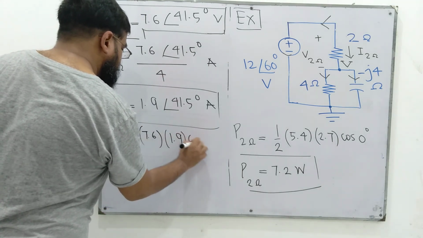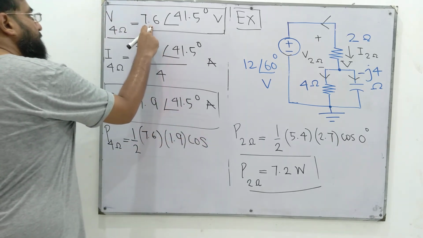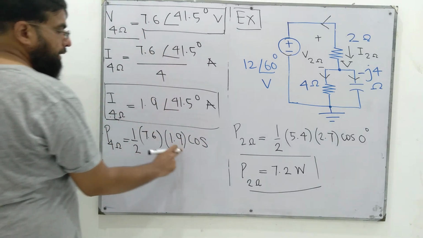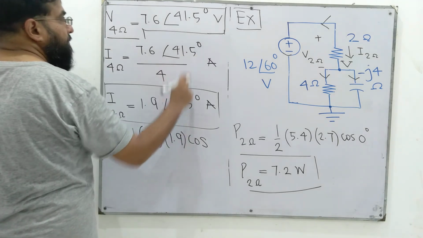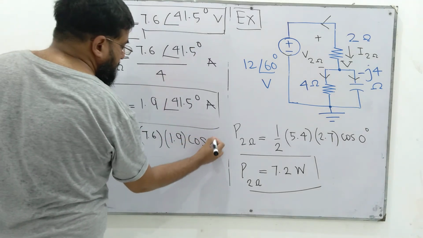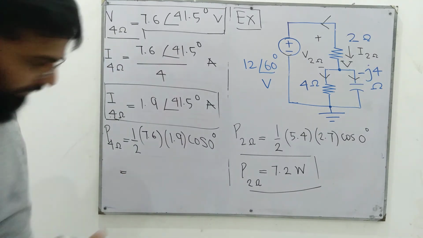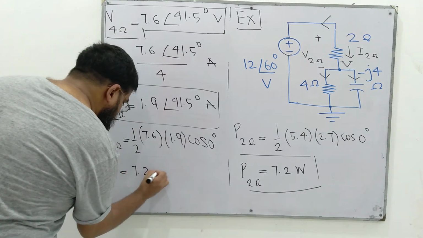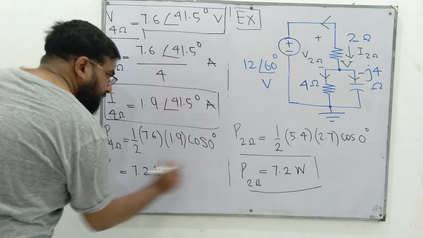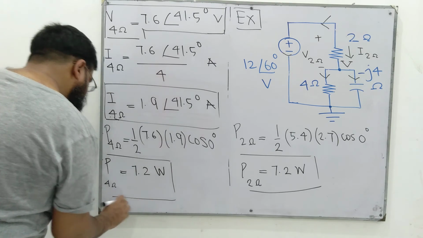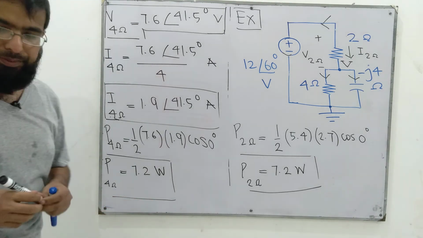So we are now all set to find the power absorbed in this resistor. 7.6 times 1.9, the magnitude of voltage across it times the magnitude of current flowing through it, times cos of the difference of angles between the two, which is 0. Cos of 0 is 1, and we compute it to be, luckily, the same value, 7.2 watts, which we computed for the 2 ohm resistor. It's only by chance that the power absorbed is the same.